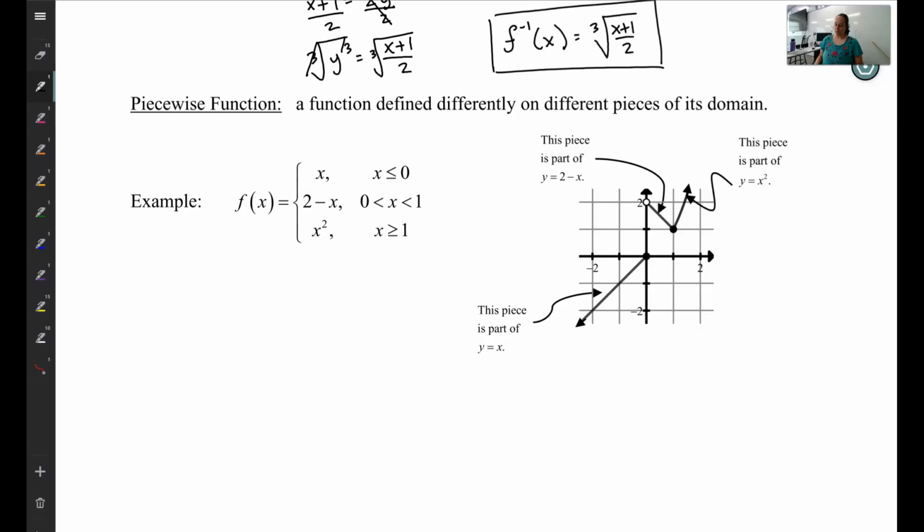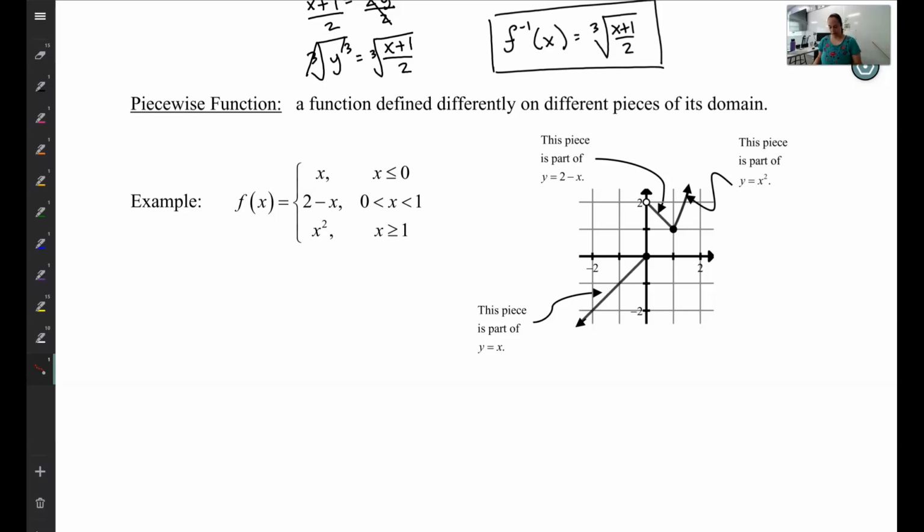Okay, let's do piecewise function. A piecewise function is a function defined differently on different pieces of its domain. So if we look at this, when x is less than or equal to 0, we're going to follow f of x equals x.